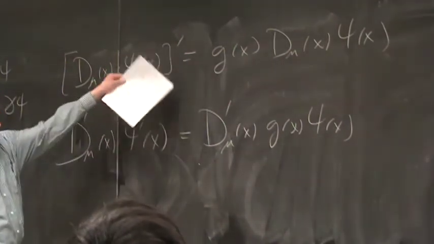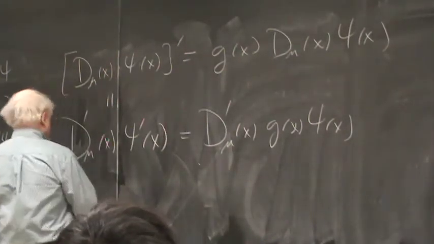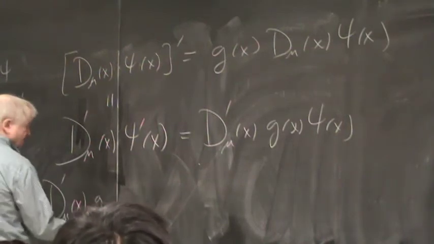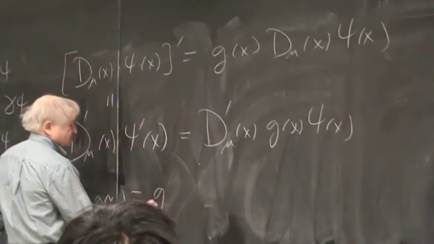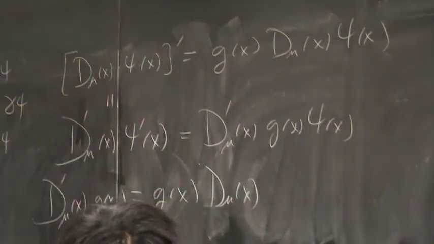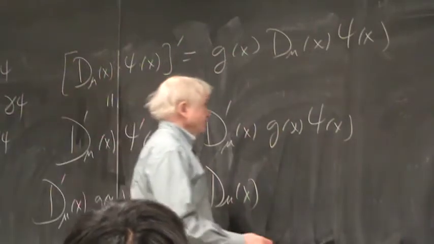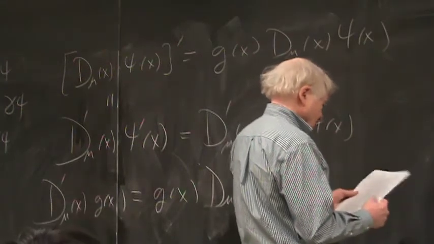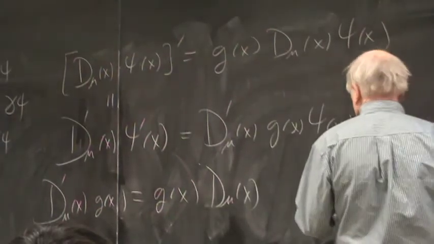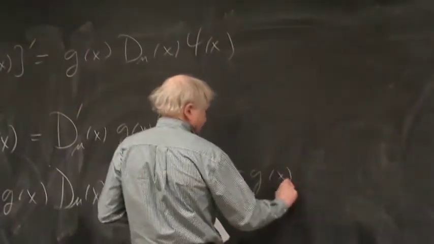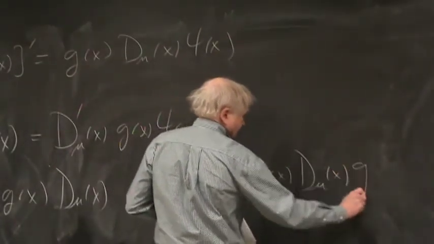So now comparing the top line with the bottom line, we see that we'll be all right as long as D prime mu of x, g of x, is equal to g of x, D mu of x. Or equivalently, if I ought to really follow the notes of a more coherent lecture, if D prime mu of x is g of x D mu of x, the inverse.